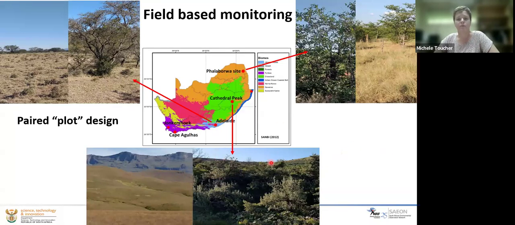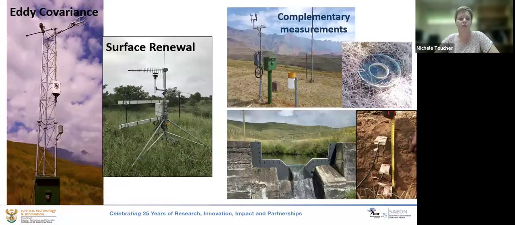At each of these sites, we had a set of instrumentation. We either used an eddy covariance system or a surface renewal system to get the evapotranspiration components. Then we had complementary measurements alongside that. We had the climatic variables, we did infiltration tests, we had soil water sensors, and in Cathedral Peak we had streamflow monitoring.